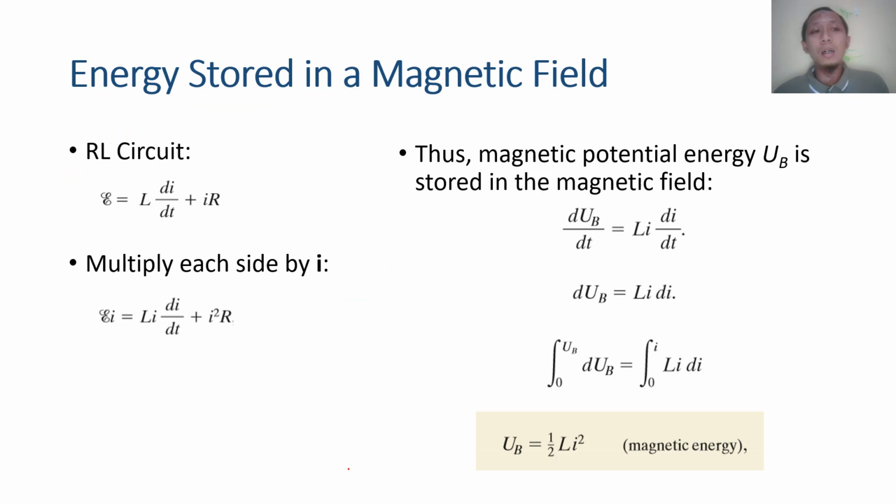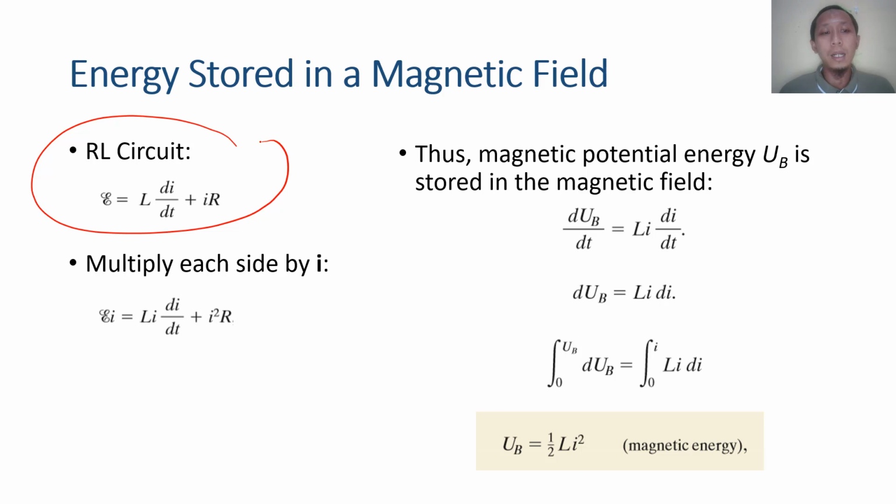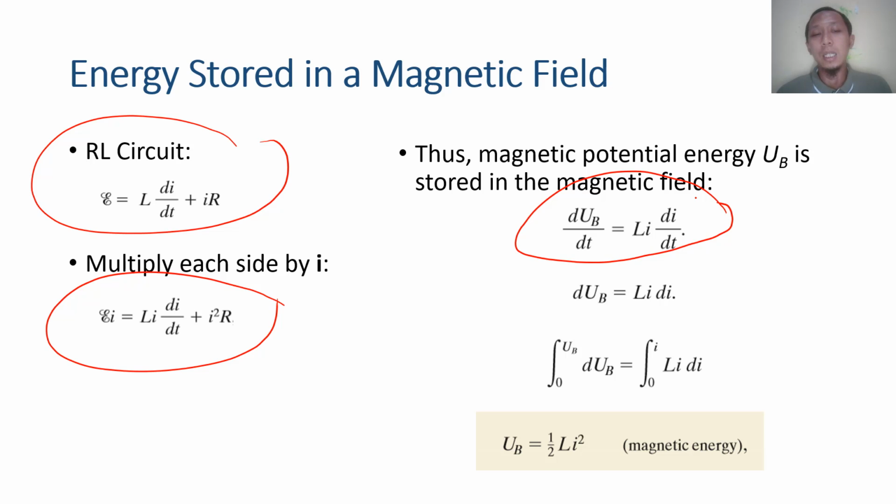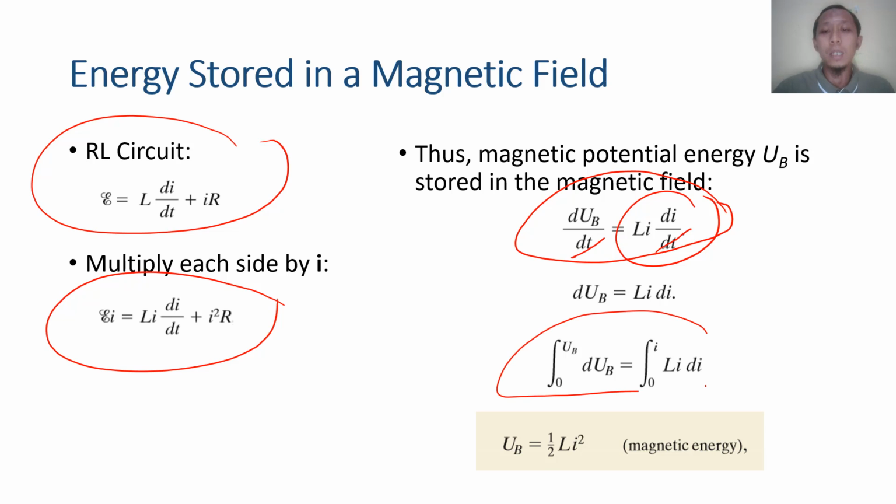And then, what is the energy stored in magnetic fields? We can get this from the RL circuit: E is equal to L dI per dt plus IR. If we multiply it by I, EI is equal to LI dI per dt plus I squared R. So the magnetic potential energy UB per dt is equal to these equations. The dt we can remove, so dUB is equal to LI dI. So we integrate like this, and we get that UB is equal to a half of L I squared. So this is the magnetic energy of the magnetic field.